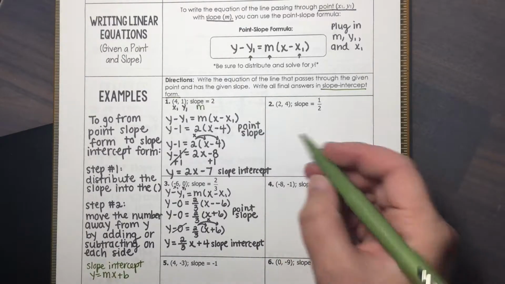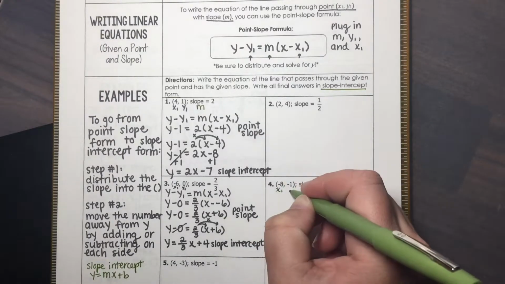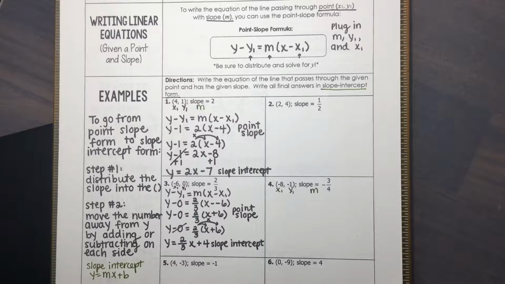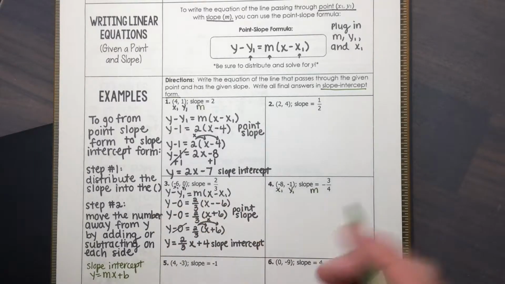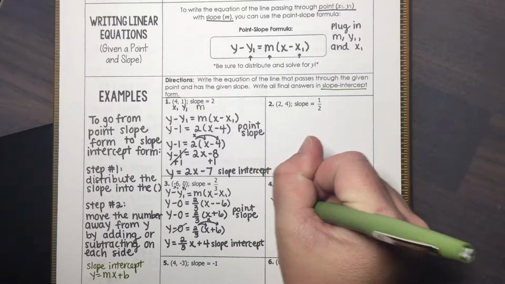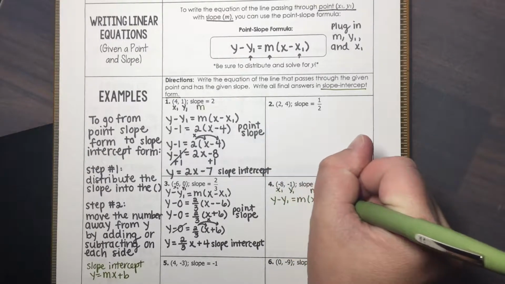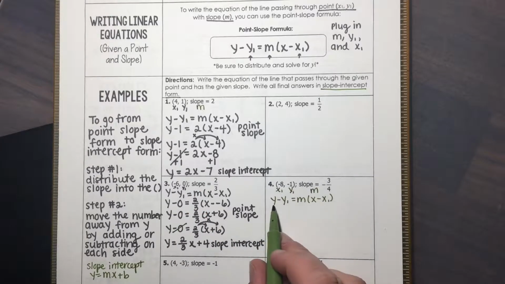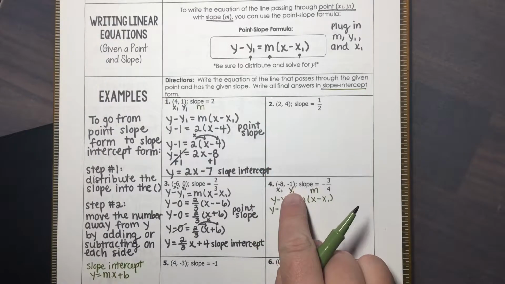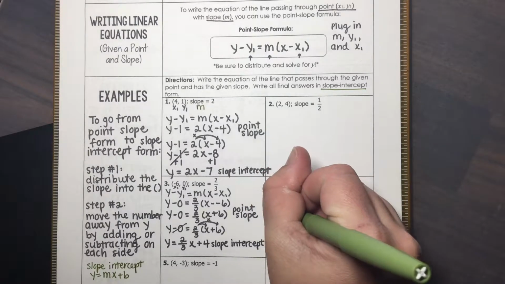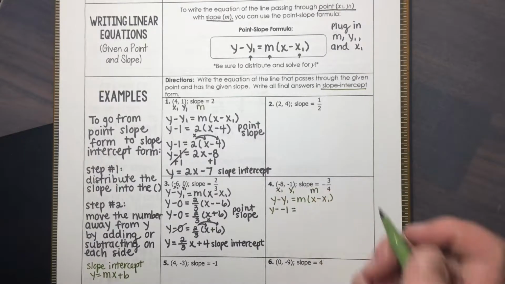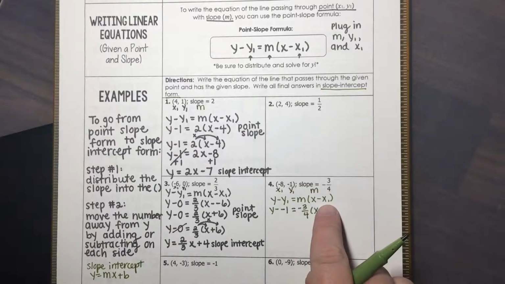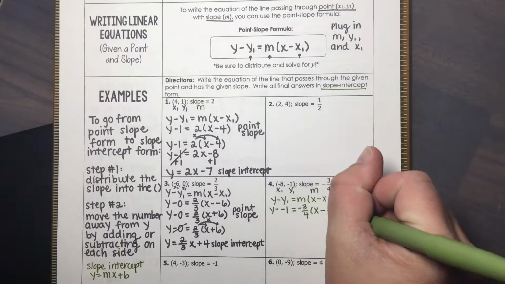So number 4, I label my points first. I have x1 and y1. I know this negative 3/4 is going to be my m. So I've got to plug it into my equation. I like to get in the habit of always writing my equation so I fill in the information and I can directly look at it and compare. So I have y minus my y1, which is a negative 1, equals my m, which we said was negative 3/4. In parentheses, I have x minus x1, which was my negative 8 there.